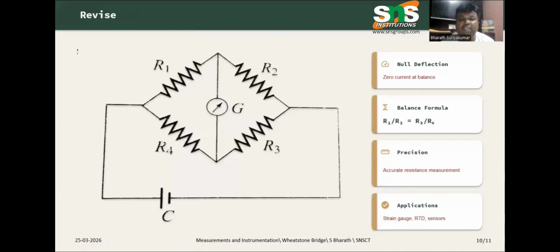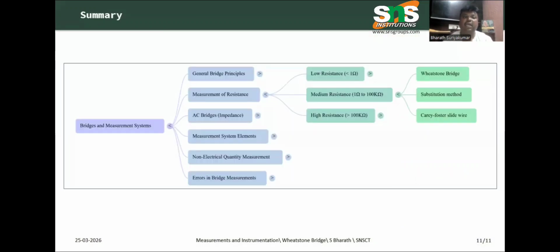So what did we see in this video? The null deflection concept, zero current, the bridge balance formula, and the precision and applications of Wheatstone's bridge. As a summary, we discussed what bridges are and the various measurement systems used for bridges. We discussed how low, medium, and high resistances are measured using a Wheatstone's bridge, the working principle, and the various applications of Wheatstone's bridge.